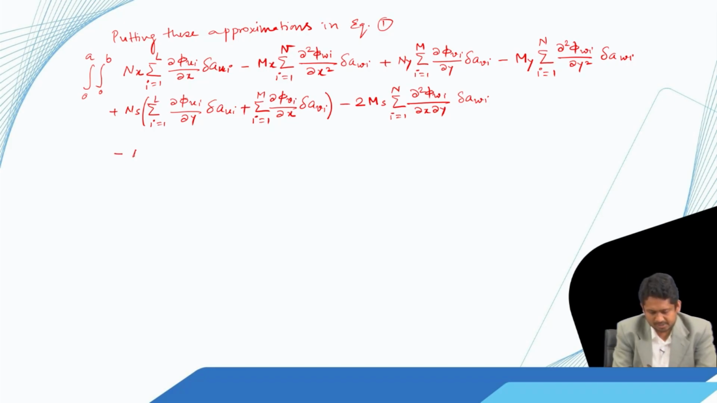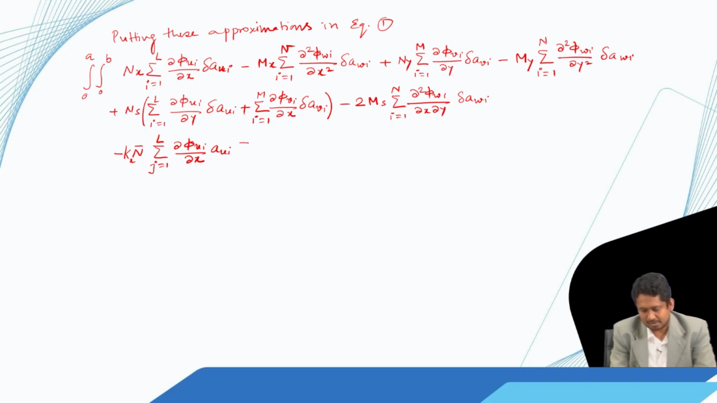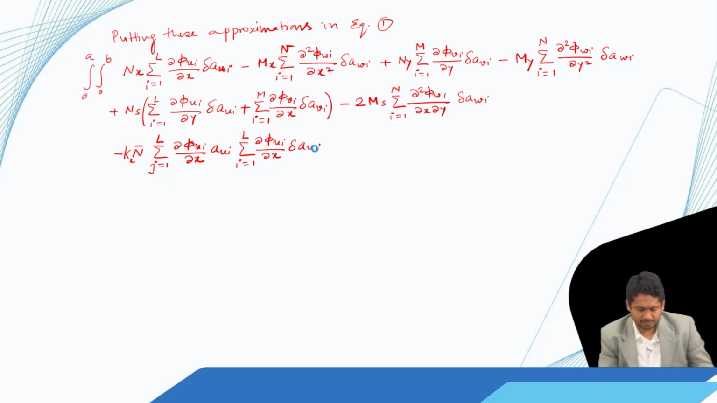So, minus n bar into kx, then we have del w by del x. So, summation j going from 1 to L, del phi u j by del x into a u j, multiplied by i equal to 1 to L, then del phi u i by del x multiplied by variation of a u i.